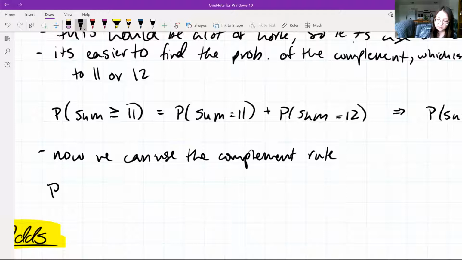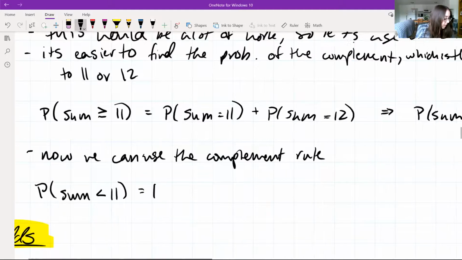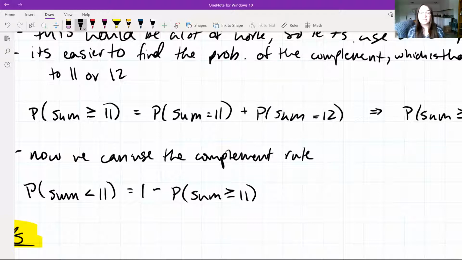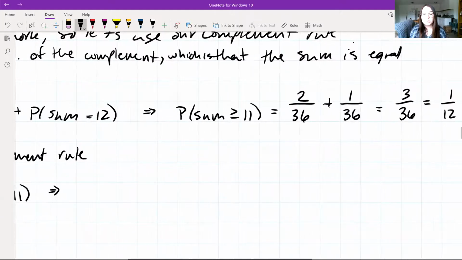So in order to get the probability of the sum being less than 11, that is equal to 1 minus the probability of the sum being greater than or equal to 11. So this is the same thing. And we already know the probability of the sum being greater than or equal to 11 is 1 over 12.